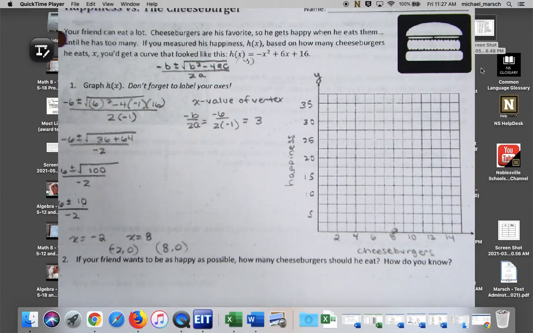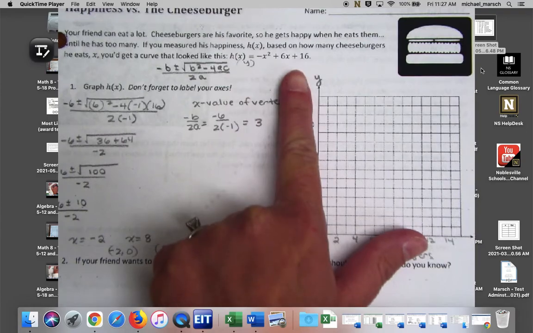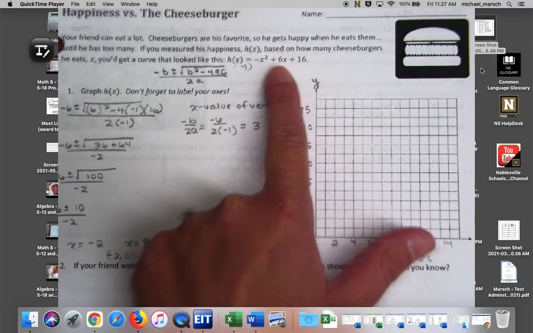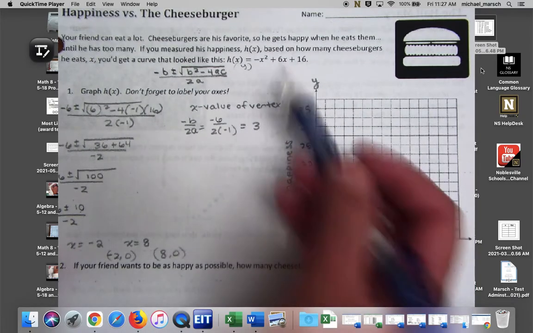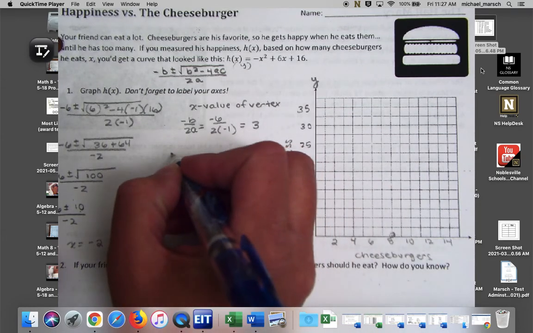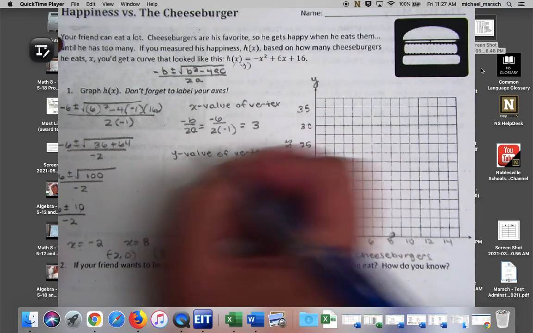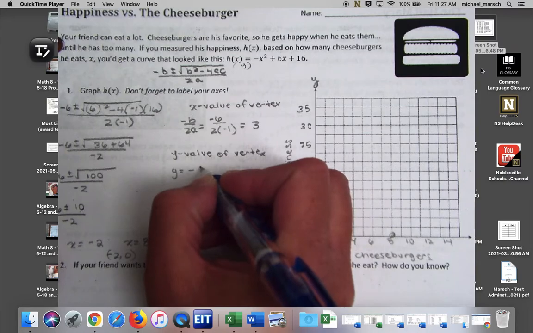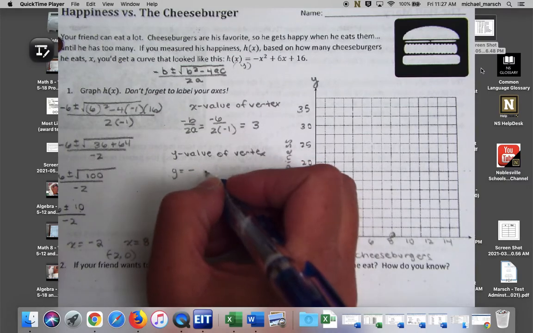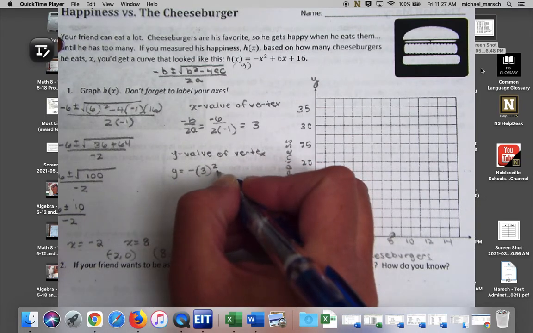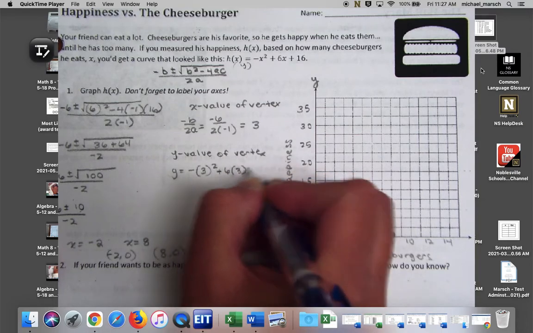And then how do we find the y value of the vertex? Where do we put that x to solve for y? Back into the, Katie's on it. Yep, we're going to put it right back in here. Remember, this is our y. So the y value of the vertex, we're going to have y equals opposite of 3 squared plus 6 times 3 plus 16.